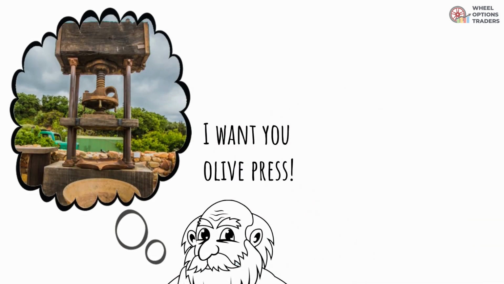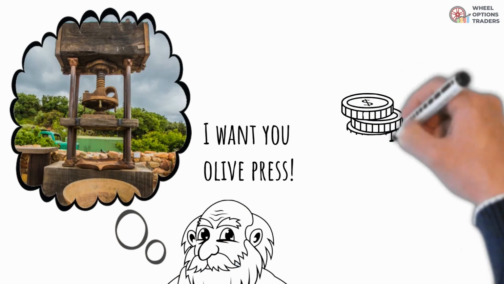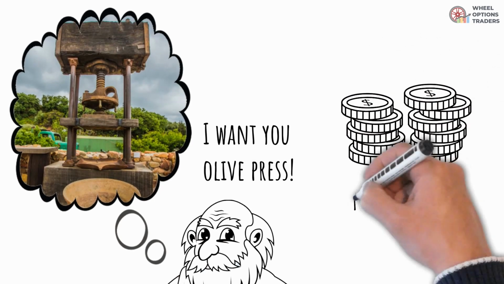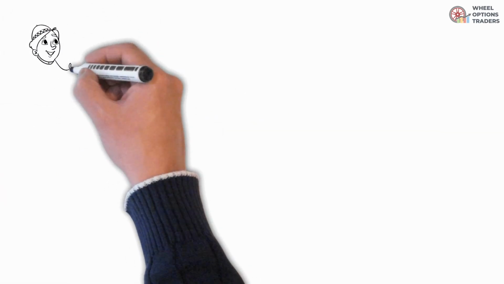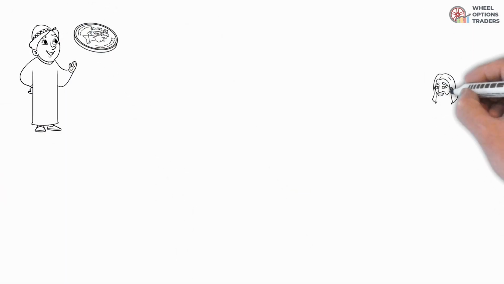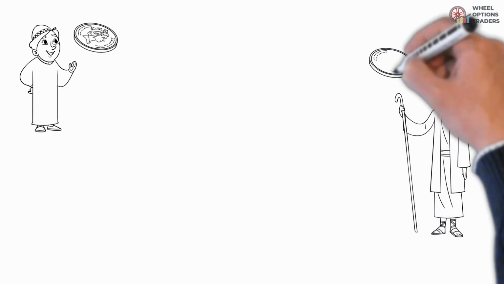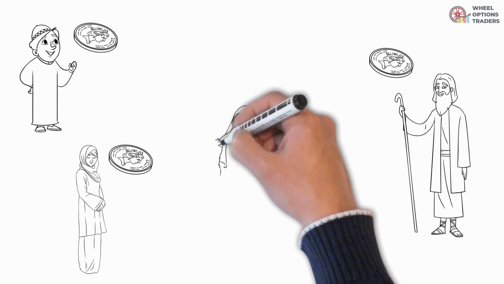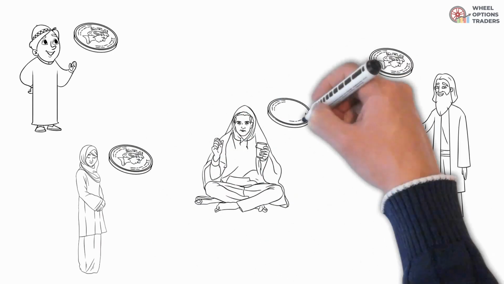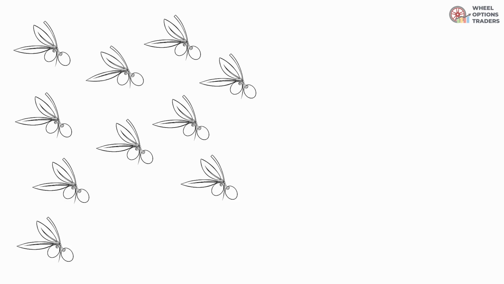He recognized that there would be a significant demand for olive presses, so he really wanted to corner that market. The problem was he didn't have enough money to own all of the olive presses around where he was. So instead, he paid all the owners of olive presses a sum of money each. And by doing that, he secured the rights to use them at harvest time. Lo and behold, come harvest time, he was right. It was a huge harvest.